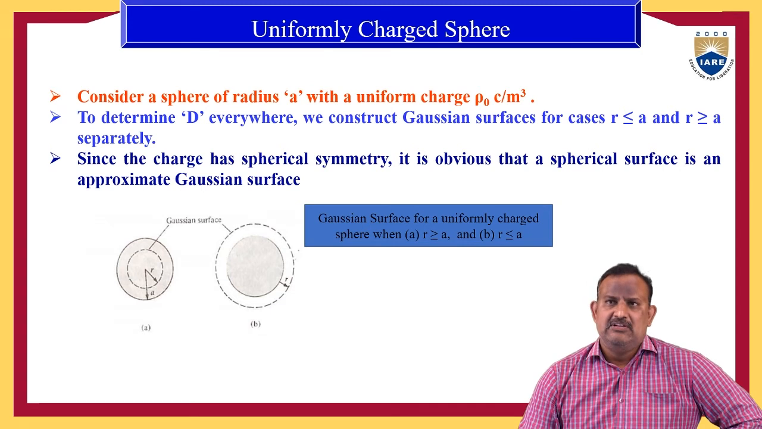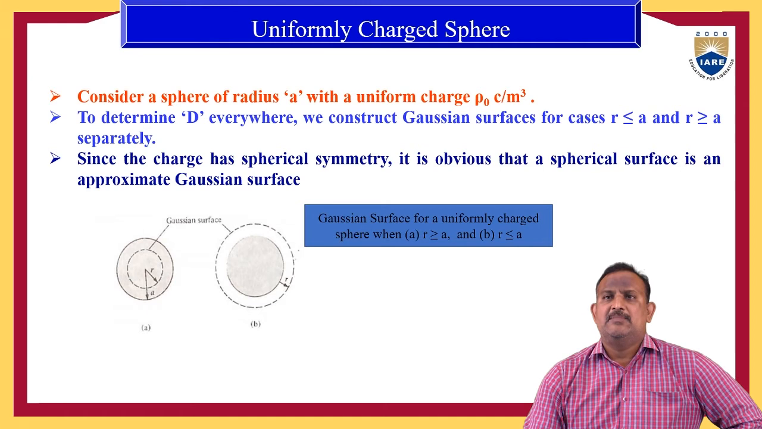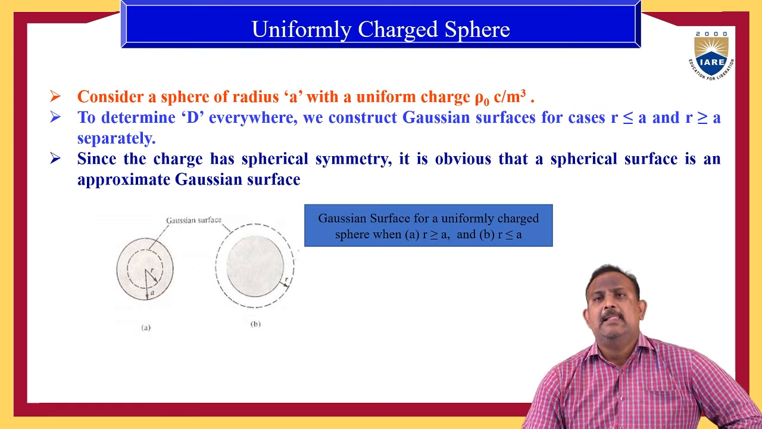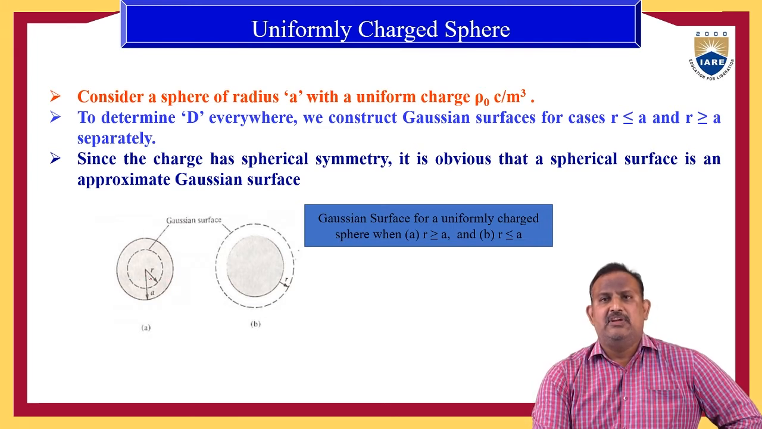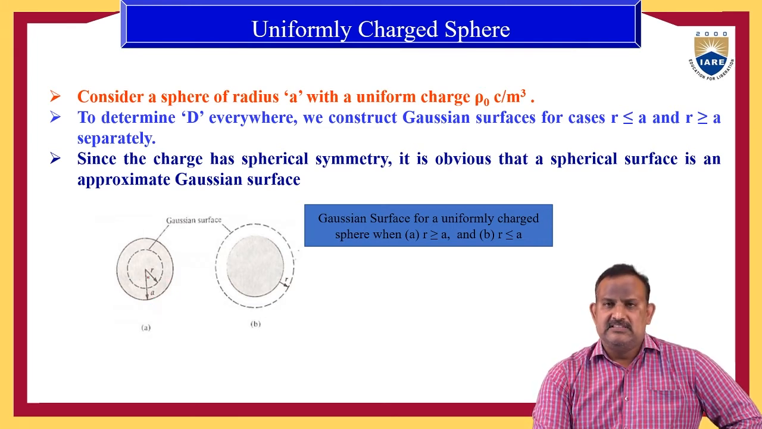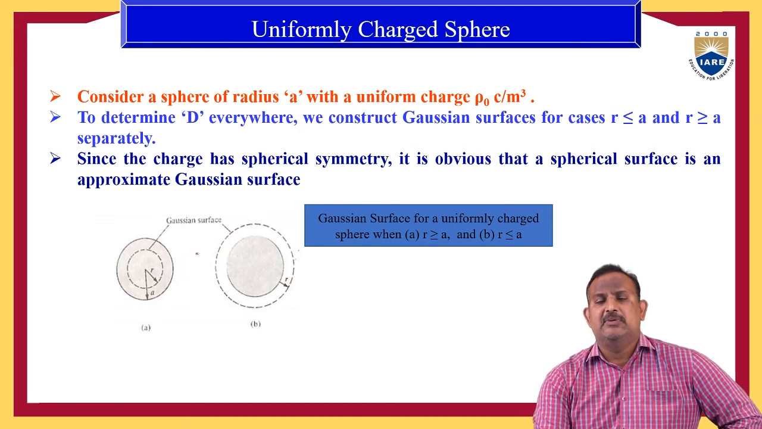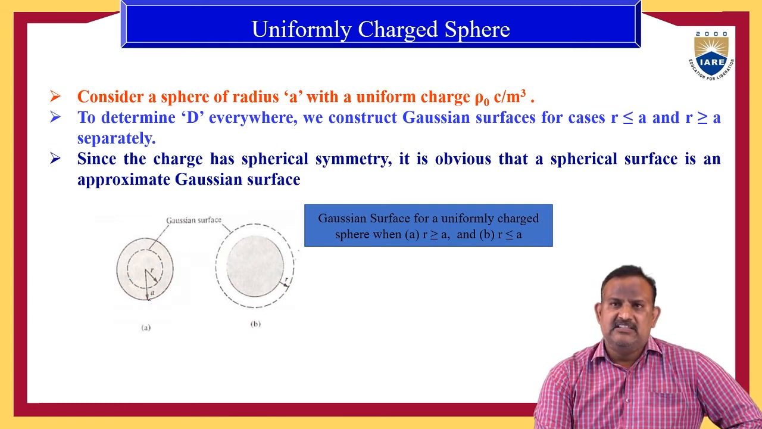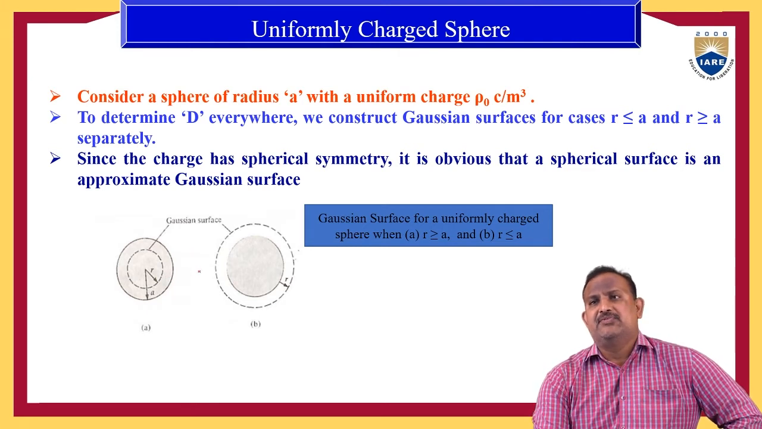First, we need to check whether there is a uniform charge distribution or not. Let us assume uniform charge distribution is there. When uniform charge distribution is there, we need to construct a Gaussian surface. Because we are assuming a sphere of radius a, we can construct the Gaussian surface inside the sphere and outside the sphere.